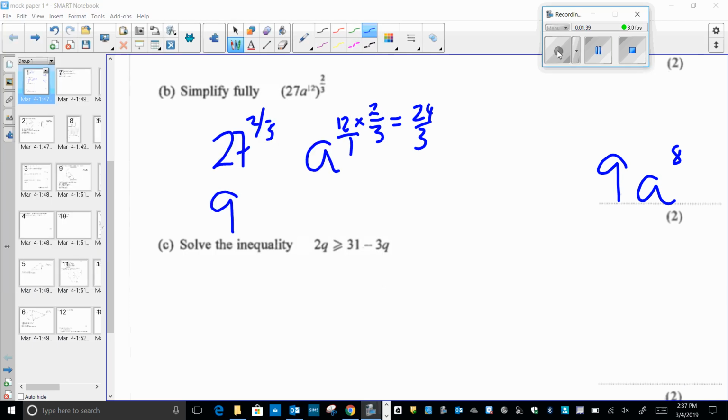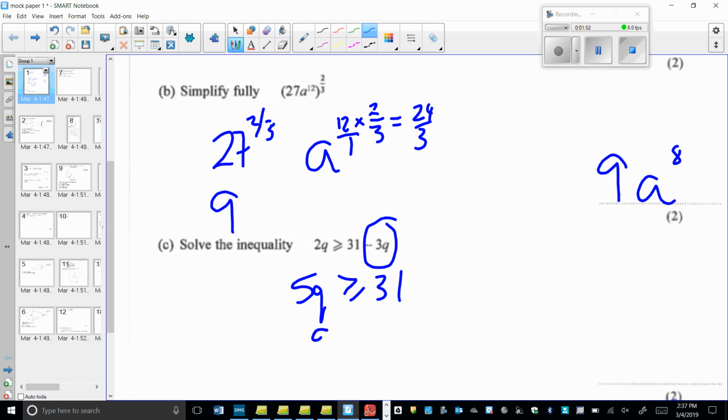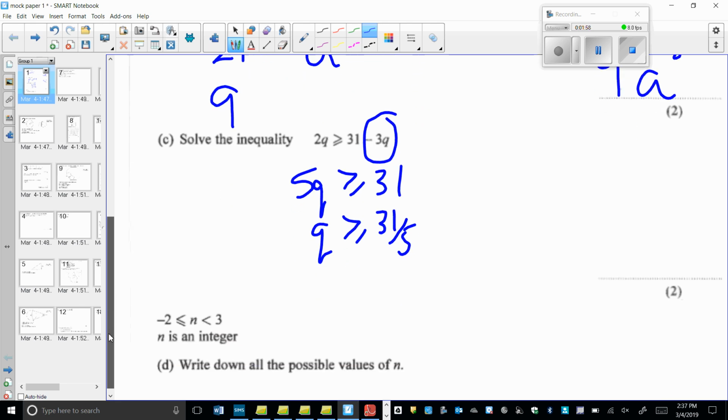Okay, next one, solving inequality. So we treat this as though it were an equal sign. I'm going to add 3q to both sides. So it becomes 5q is greater than or equal to 31. And then q is greater than or equal to 31 over 5. You can leave it like that. You don't have to change it to decimal.